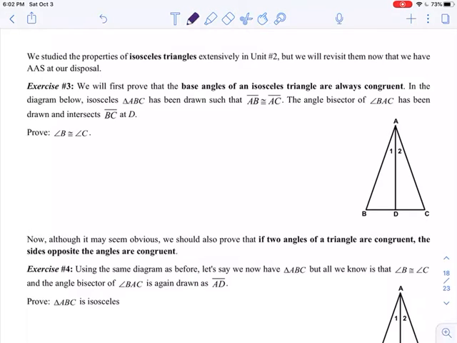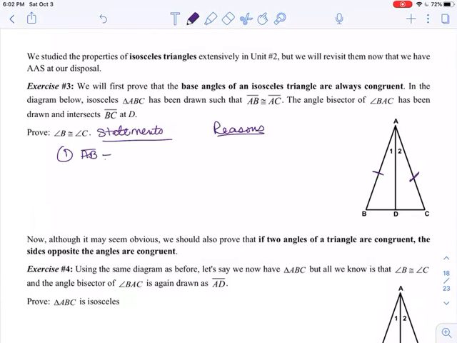In the diagram below, isosceles triangle ABC has been drawn such that AB is congruent to AC. All right, so these are congruent. And the angle bisector of angle BAC has been drawn and intersects BC at D. Prove that angle B is congruent to angle C. So basically, if I can prove that these triangles are congruent, then I can say that angle B is congruent to angle C by CPCTC.